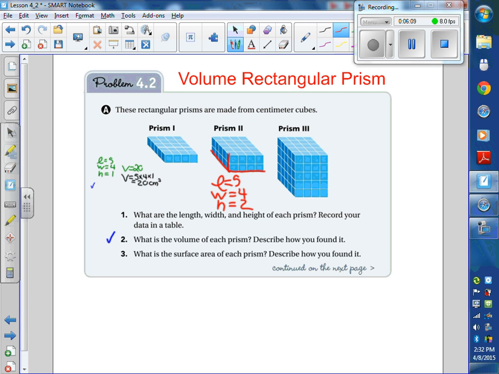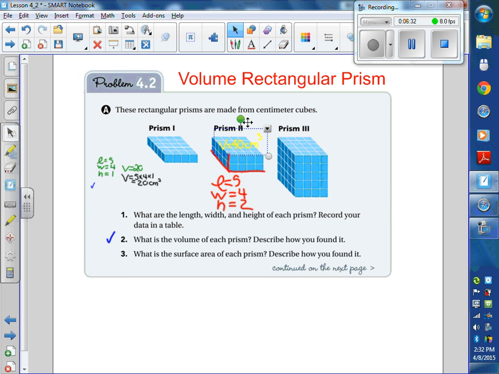And so the volume then, volume is 40. So that is correct. It's 40 what? Cubic centimeters, right? So the volume of this is 40 cubic centimeters.